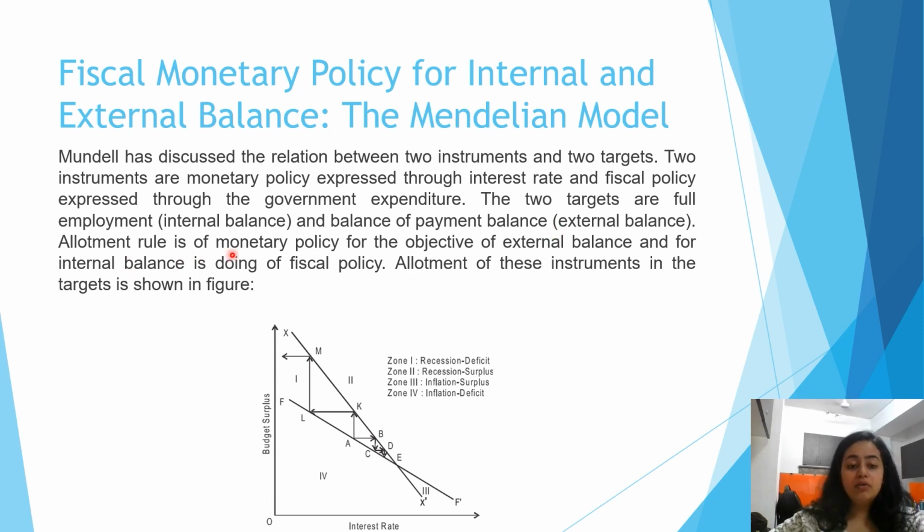The allotment rule is monetary policy for the objective of external balance and fiscal policy for internal balance. So we have to allot these two instruments to achieve these two targets. Once again, internal balance is full employment, external balance is BOP equilibrium. What are the two instruments? They are monetary policy and fiscal policy. Monetary policy is exercised through the interest rate. Fiscal policy is exercised through government expenditure or taxation. Now let's look further.